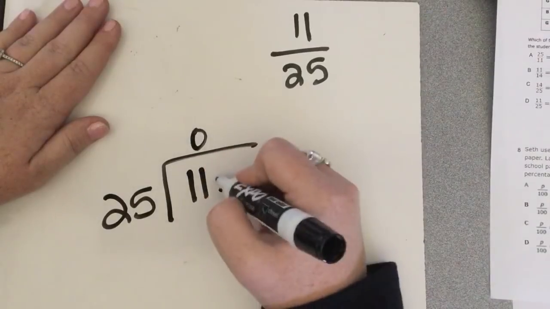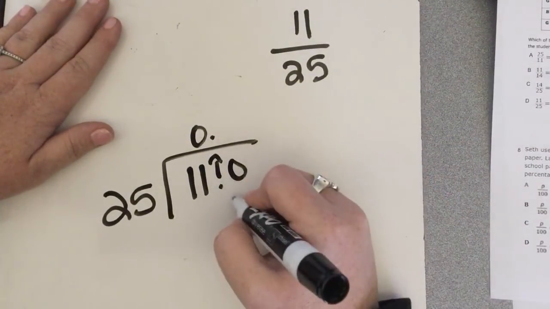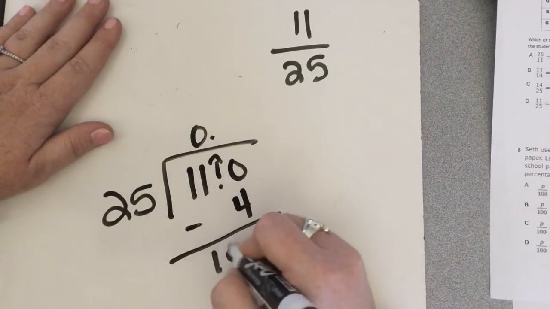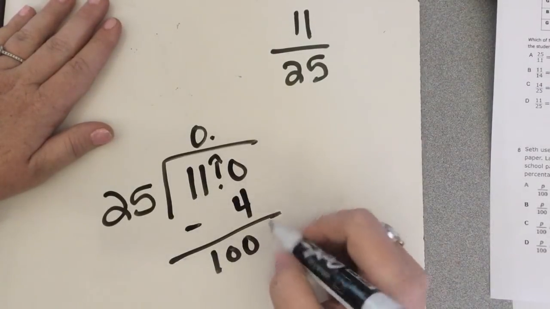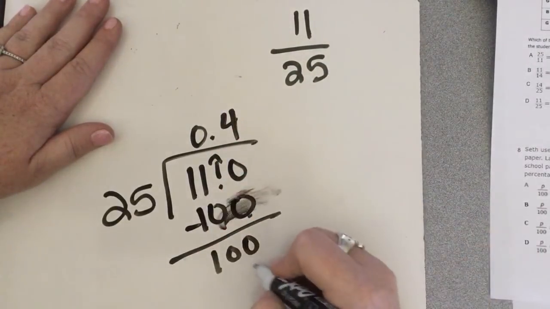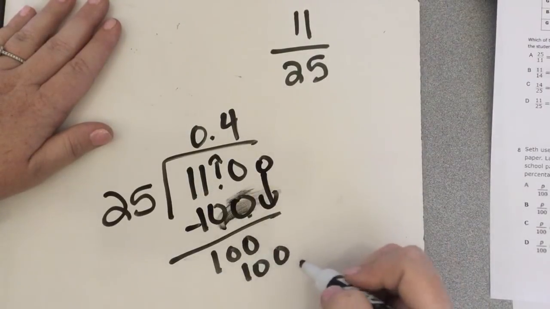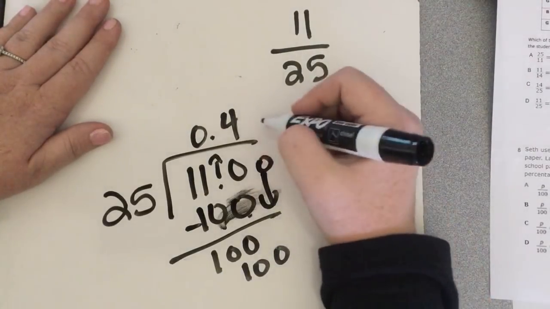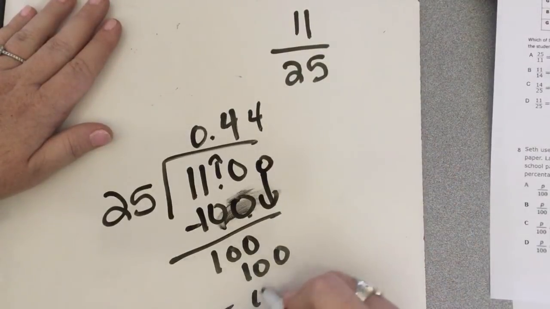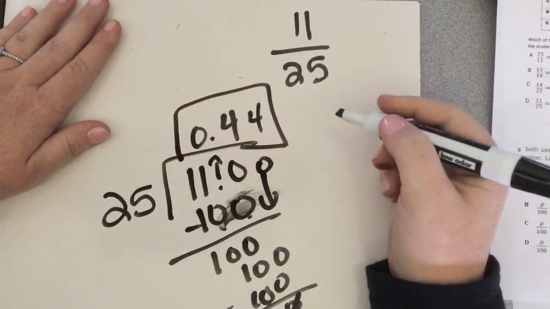Cannot do that. Add a decimal, add a 0. 25 goes into 110 4 times. I'm sorry, that should be a 4. That should be 100. I have 10 left, add a 0. So then I have 4 times minus 100 is 0. So my answer is 44 hundredths.